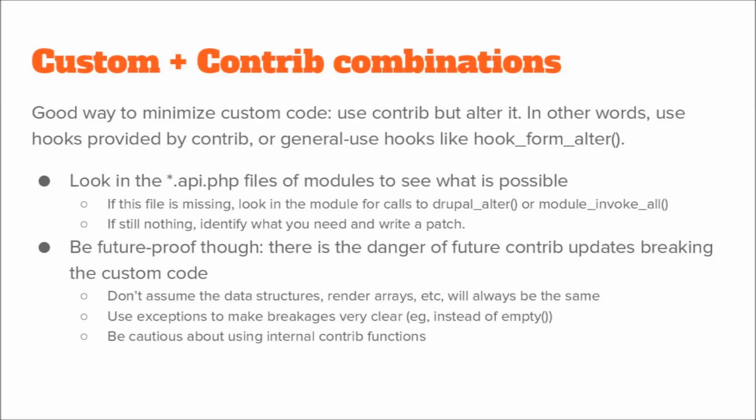And if not, you can always just try hook form alter or hook page alter. A couple of warnings to be future-proof. Try not to assume that a crazy long array is always going to be the same. If it's an array that's 10 deep and it has a lot of weird keys in it, it's a little bit dangerous to assume that that's always going to be the case. And so if you depend on it with your alter hook, you might get burned later when it changes.